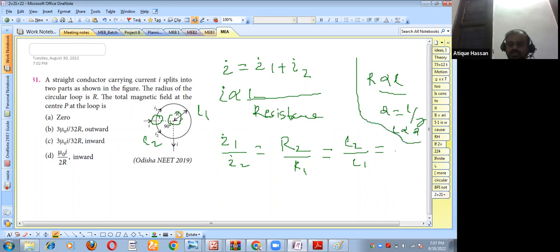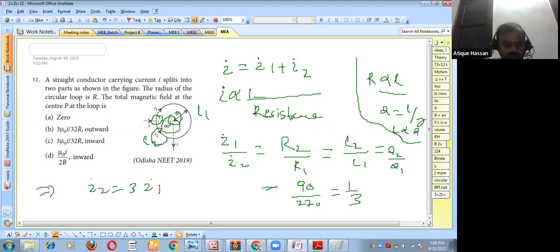So from here we can say that L2 by L1 is theta 2 upon theta 1, the angle. What is the value of theta 2? This is the angle made by this portion, so theta 2 is 90 degrees upon theta 1, which will be 270 degrees. So it will be 1 by 3. From here we can say that I2 is 3I1, since the resistance of L2 is less.